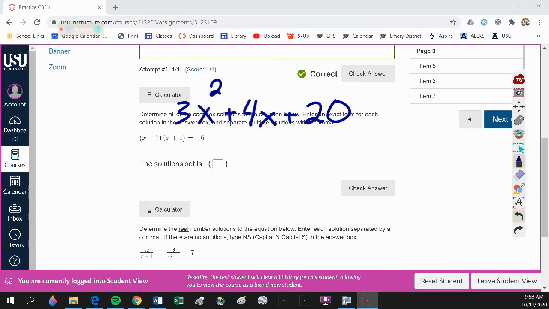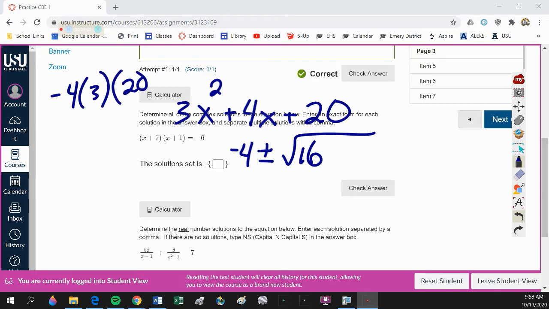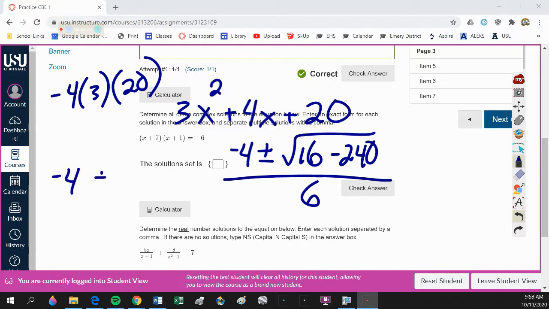All right. -4 plus or minus the square root of 16, and then -4 times 3. Oh yeah, that's way big. So -4 times 3 times 20 is -240 over 6. And so we get -4 plus or minus the square root of -224 over 6.